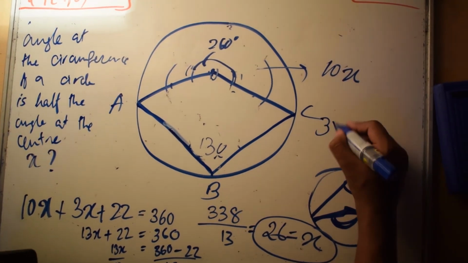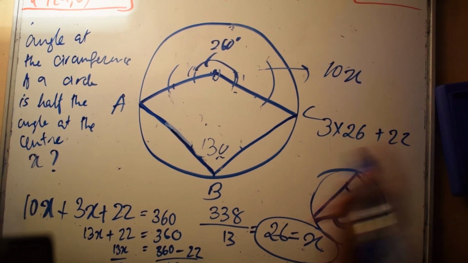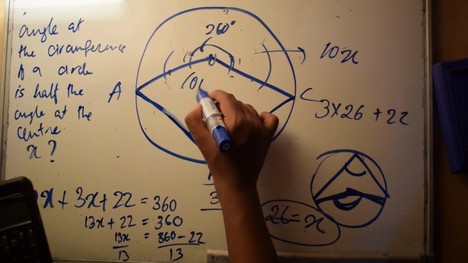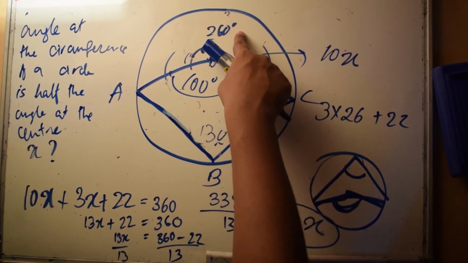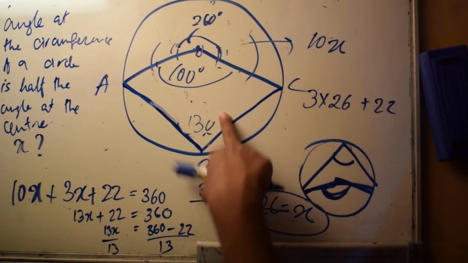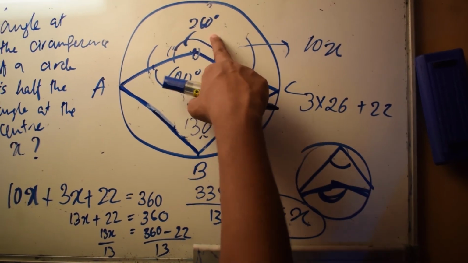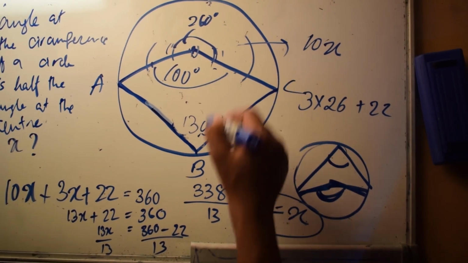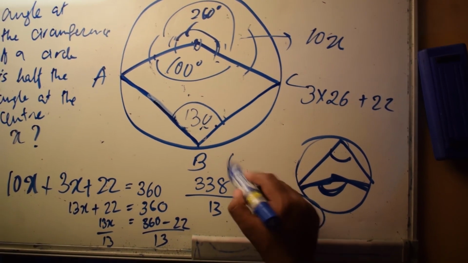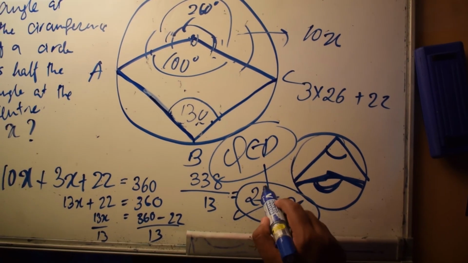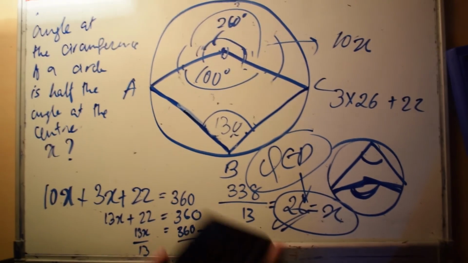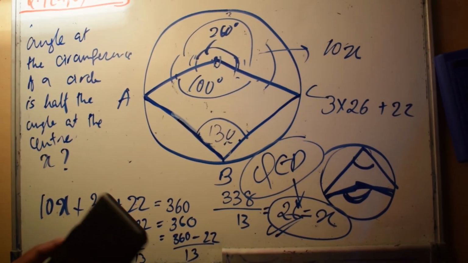And 3x plus 22: 3 times 26 plus 22 is going to be 100. You can hence prove that 100 plus 260 will give you 360, and this one is half the value of this one. So 260 divided by 2 is 130, and hence it is proved, QED, that x equals 26. And I hope you were able to comprehend along with me, and I'll see you in the next episode.